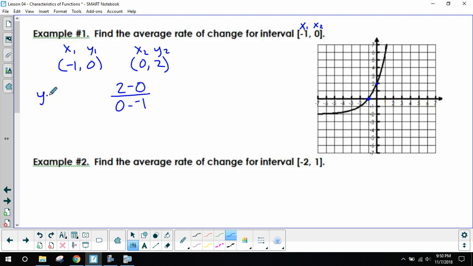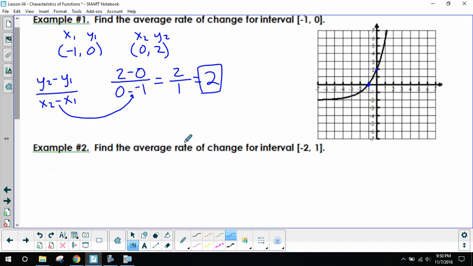Let me just rewrite the formula here so you don't think I'm crazy. Okay, that negative is part of the formula, so we still leave that negative there, because what do two negatives make? That's right, a +1. So the answer is 2.